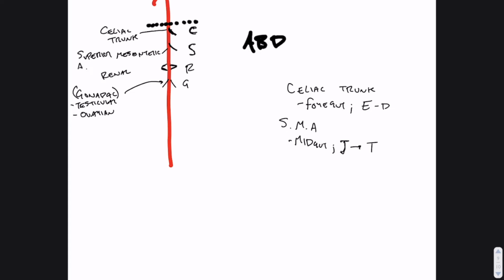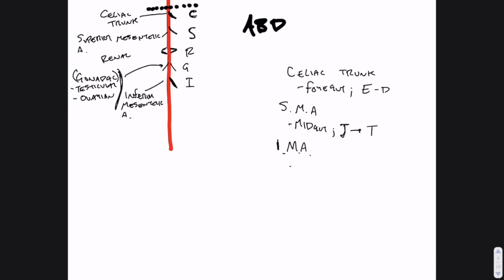And then finally, we have this final artery here that starts with an I. I'm going to make a line here. This is called the inferior mesenteric artery, IMA for short. This supplies the organs of our hindgut, which is the descending colon, the sigmoid colon, and the rectum. So descending colon through the rectum.